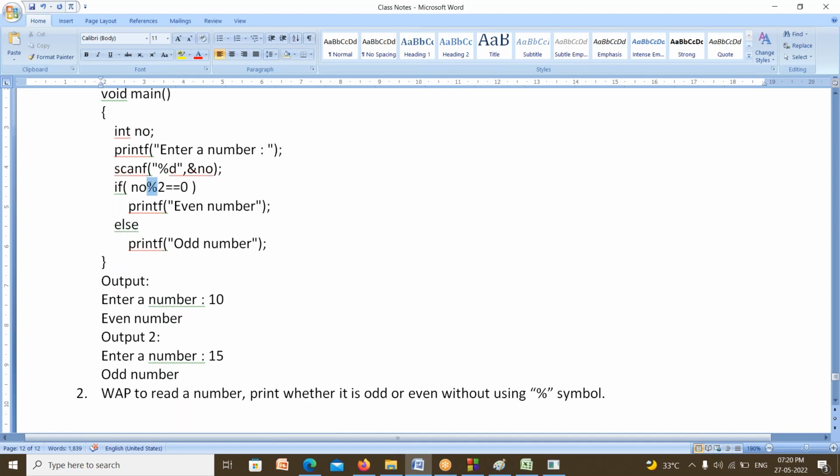When you divide a number by 2, you may get a remainder. The remainder may be 0 or 1. To know the remainder, you have to use the percentage symbol. Without using percentage, you cannot identify the remainder, and without identifying the remainder, you cannot say whether it is odd or even. But he is asking you not to use the percentage symbol. Without using the percentage symbol, you have to solve this program. Now, any solution with you?